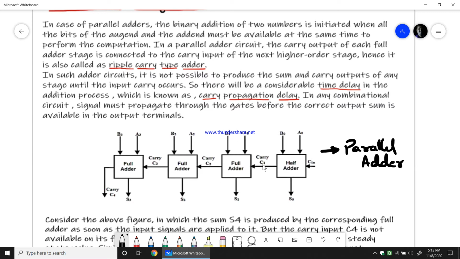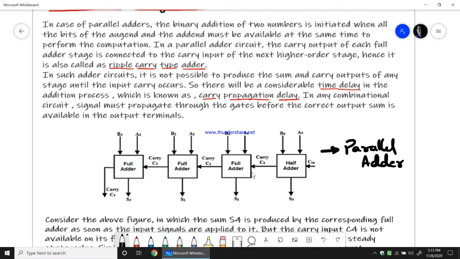Only when the carry C1 is obtained will this adder give you the sum and the next carry, based on adding B1, A1 and this C1. If this carry is not generated, then this full adder will wait until that particular carry comes. Once the carry comes, it will add the 3 bits and generate the sum and the carry for the next full adder. Again, even this full adder will wait for its carry to be generated.